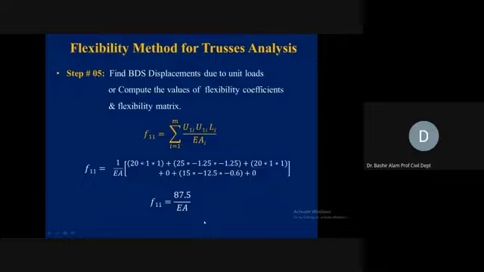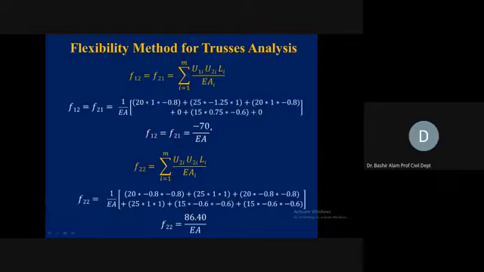Next, we go and calculate the flexibility coefficient matrix. U1 values we already have. So this is 20, again member 1 length, and U1 was 1, so 1 square. Then we have 25 times minus 1.25 square. Then 20 times 1 square, and so on. F11 is calculated.